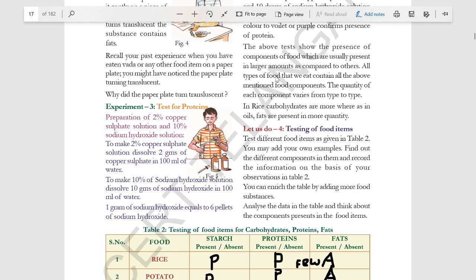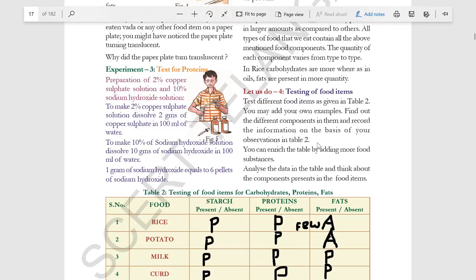The above tests show the presence of components of food which are usually present in larger amounts compared to others. All types of food that we eat contain all the above mentioned food components. The quantity of each component varies from type to type. In rice we have more amount of what? Carbohydrates, whereas in oil, fats are present in more quantity. In oil we have more fat but less carbohydrates. But in rice we have more carbohydrates but no fats.